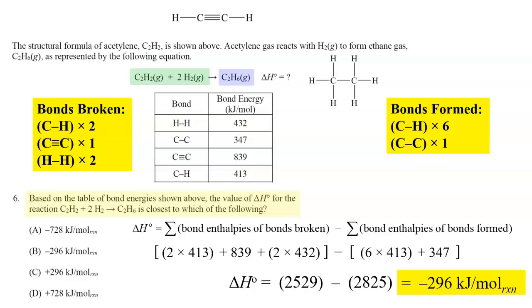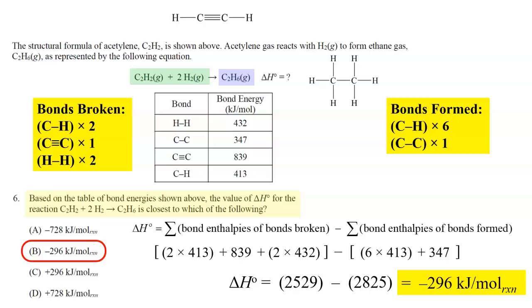So based on that result, the correct answer to question 6 is choice B. The change in enthalpy for bonds broken minus bonds formed gives us a value of negative 296 kilojoules per mole of reaction.